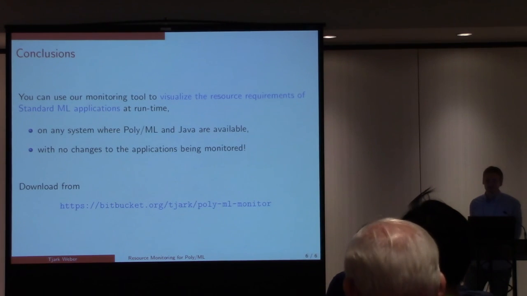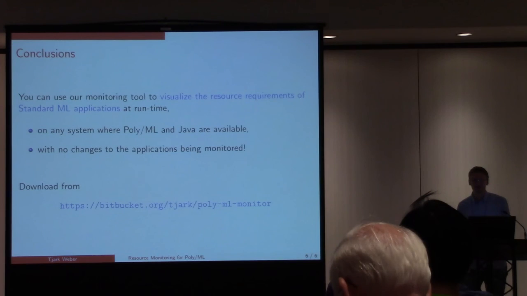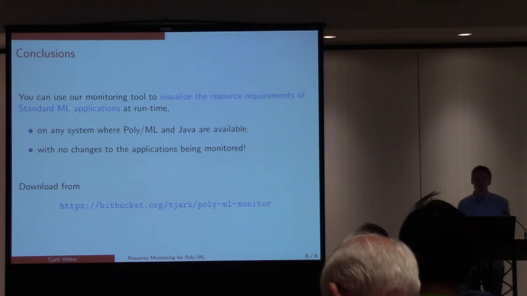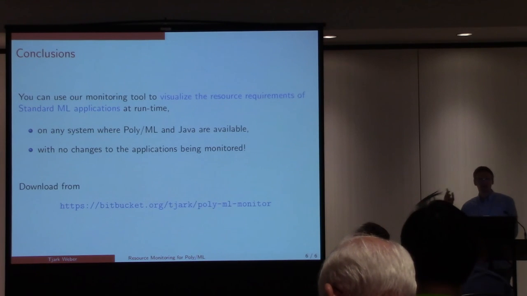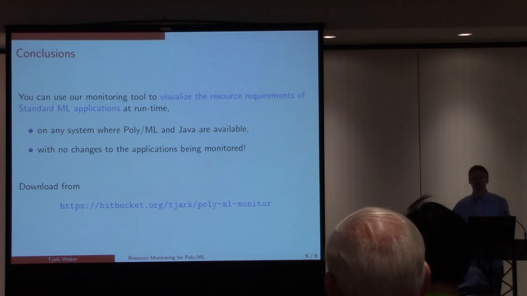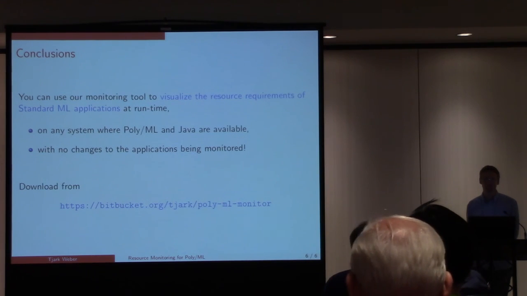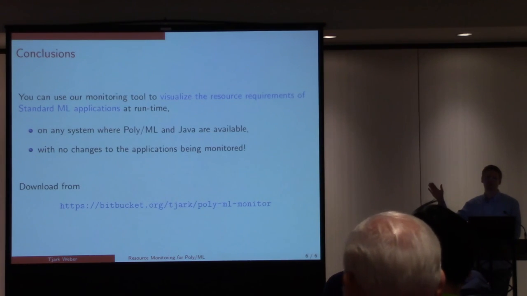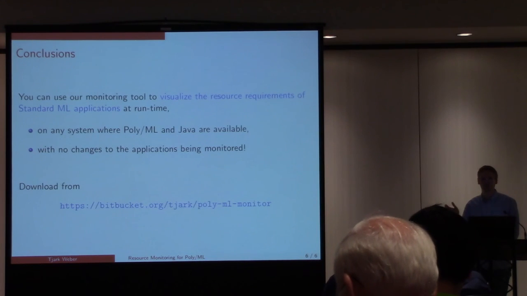Poly ML, the runtime system, is just writing to a memory mapped file. So it's not keeping the time series there. It's just keeping the current values there. The time series that you see is just sampled every however many milliseconds you choose. I was showing it with 500 milliseconds, so twice a second, but you can change that.